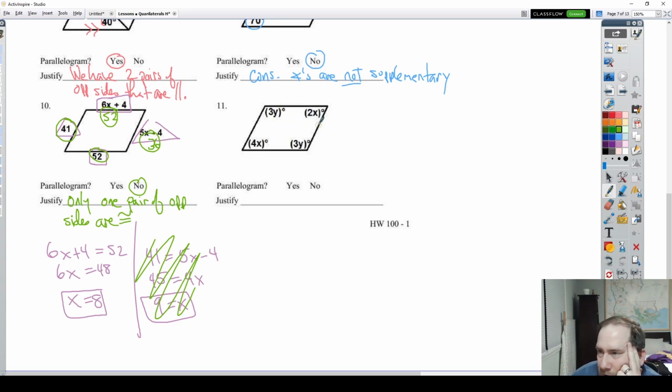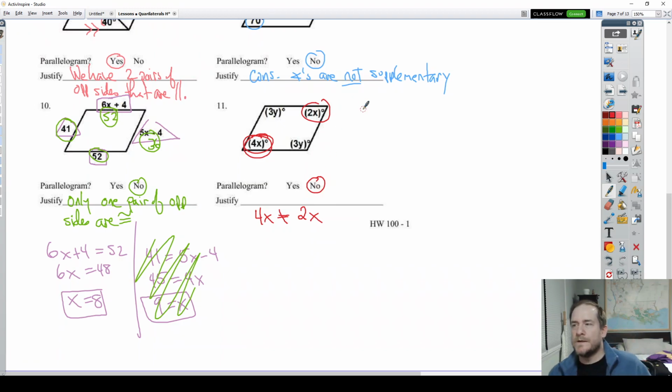All right, we'll do the same thing for this one. Actually, no, we don't have to do anything. We can see that if this is 4x and this is 2x, those will never be congruent. This one will always be bigger than this one. So are we a parallelogram? No. And you could just say something like 4x is never going to be equal to 2x. And you're done with that problem. Is that it? I think that's it.